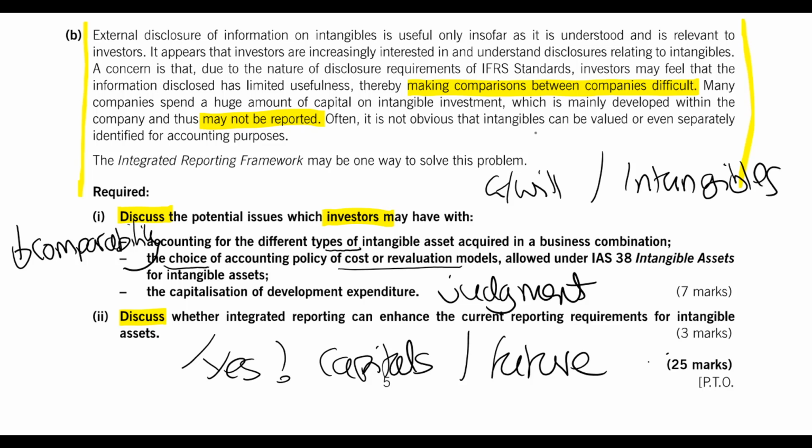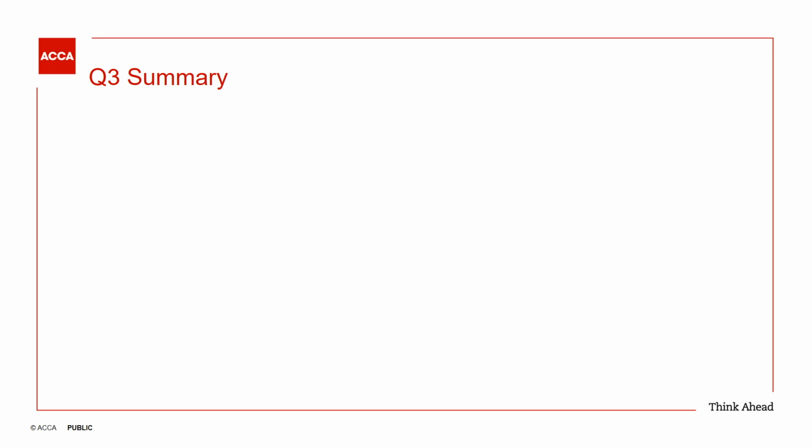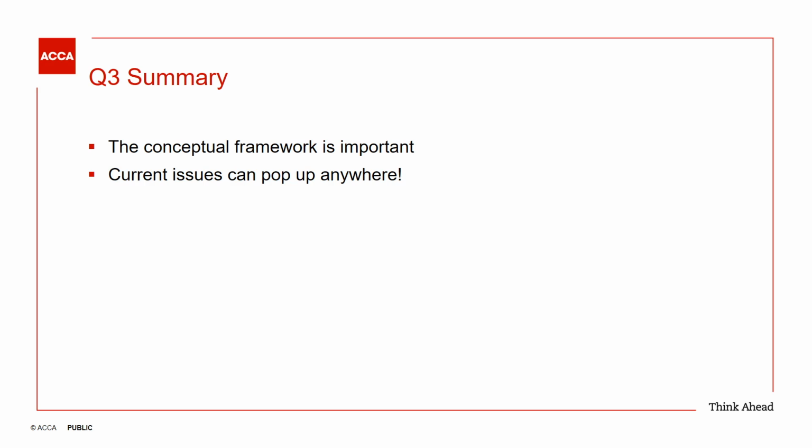Please have a look at the examiner's answer. Please think about accounting issues from the perspective of different stakeholders. Let's have a look at the key takeaways from our debrief of question 3 from the September 2018 SBR exam. The conceptual framework came up. It's important. It will come up again. Current issues featured. They can appear anywhere in the examination.